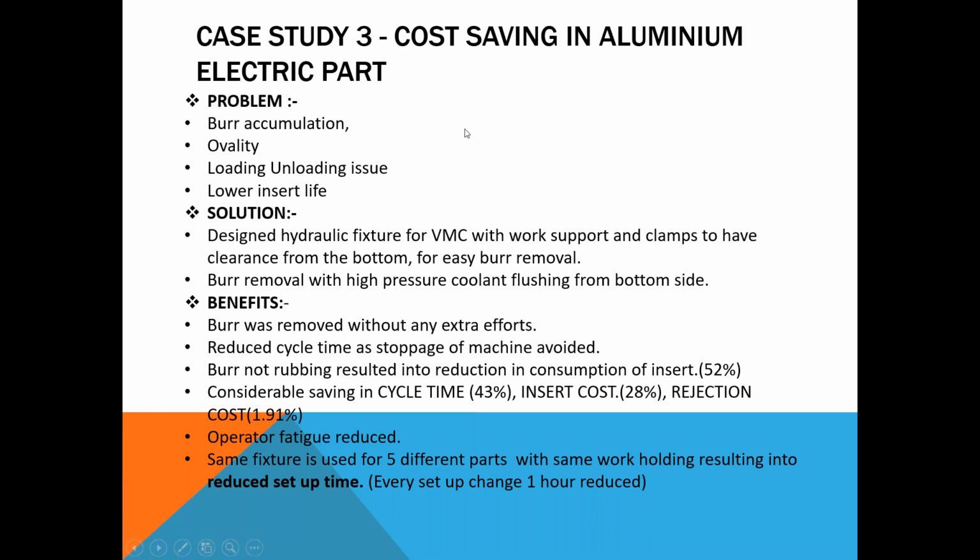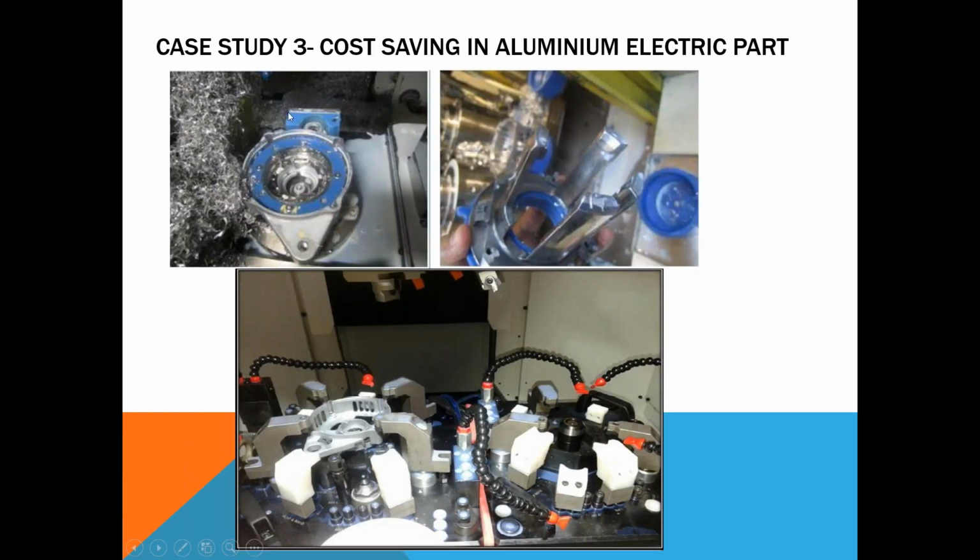Just a minute. Here you can see in this picture, there's a lot of burr accumulation. Even the loading of this part was difficult. You can see this part on the second picture, right side. You have to remove that and then insert it here because there was an ovality issue.